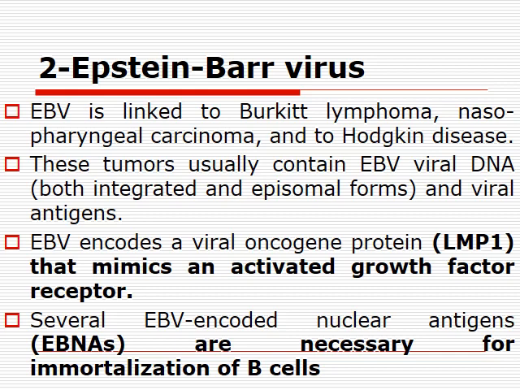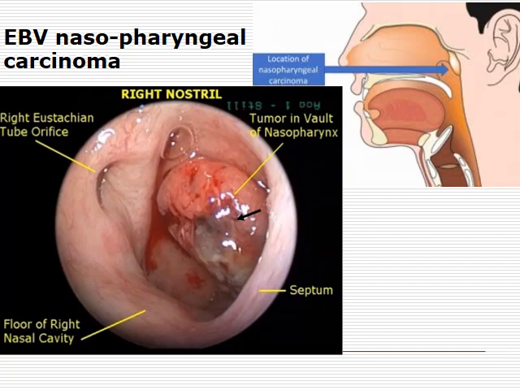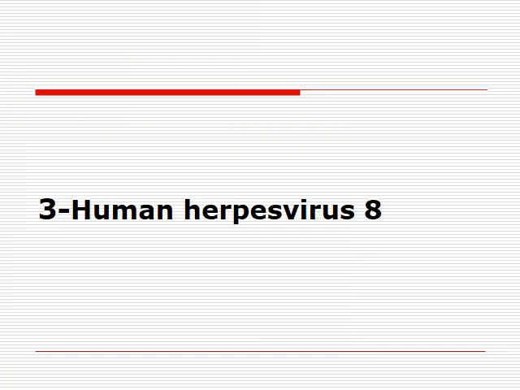Let us see these tumors, Burkitt lymphoma and nasopharyngeal carcinoma. This is Burkitt lymphoma, commonly in African boys, and this is nasopharyngeal carcinoma. Nasopharyngeal carcinoma is caused by EBV, but not always. This is the location, up is the location of the nasopharyngeal carcinoma, and below is the cancer seen by examination through the nose.